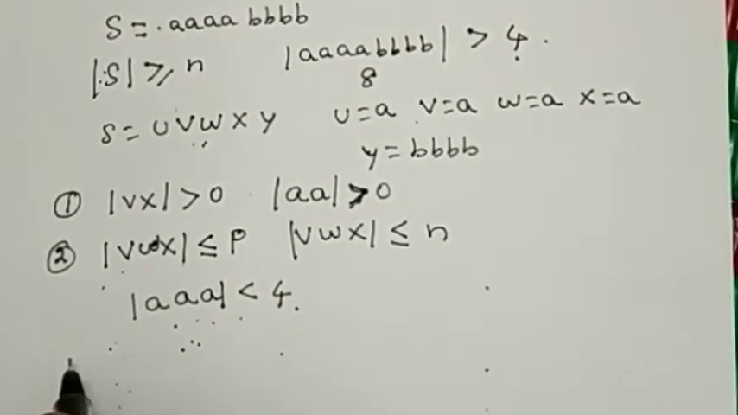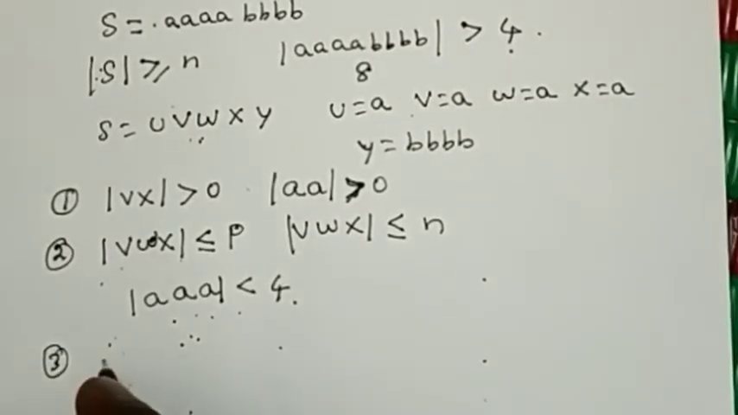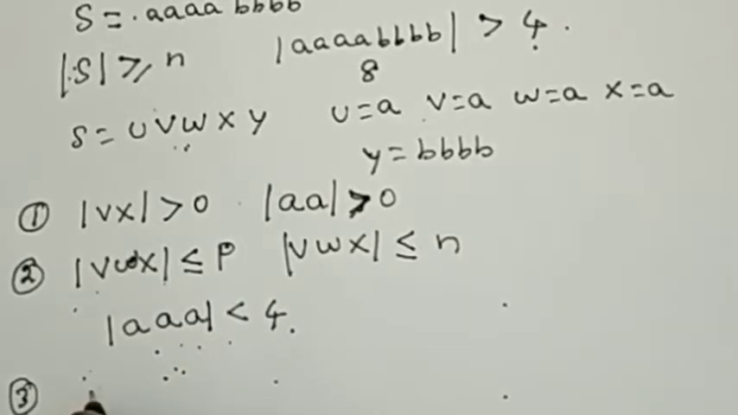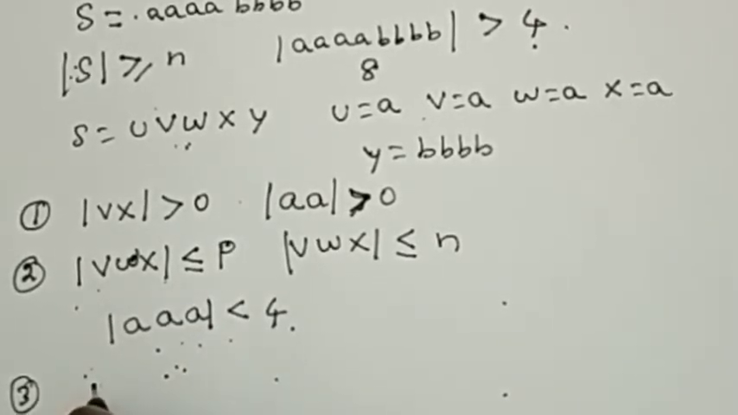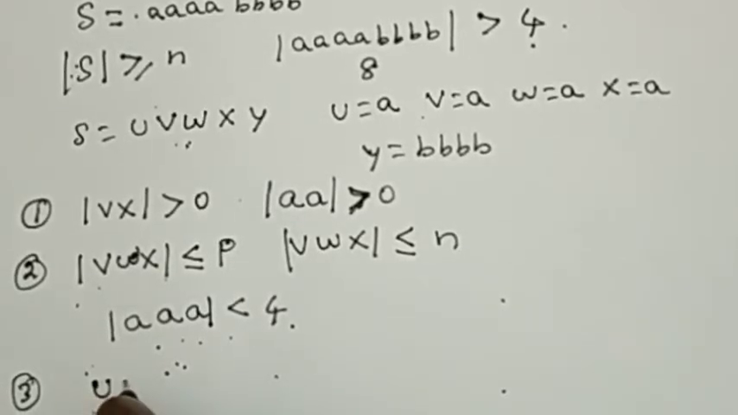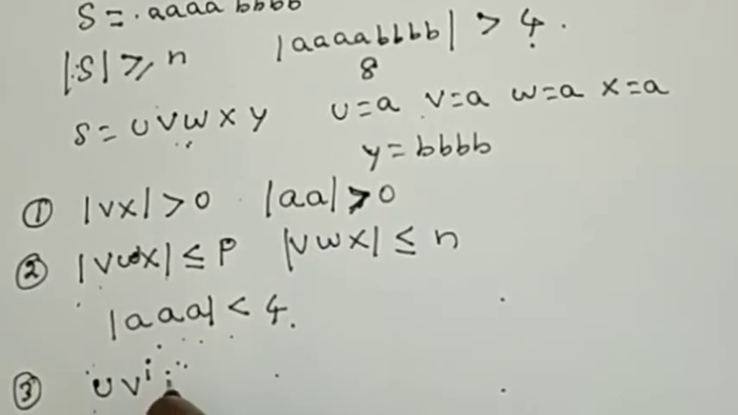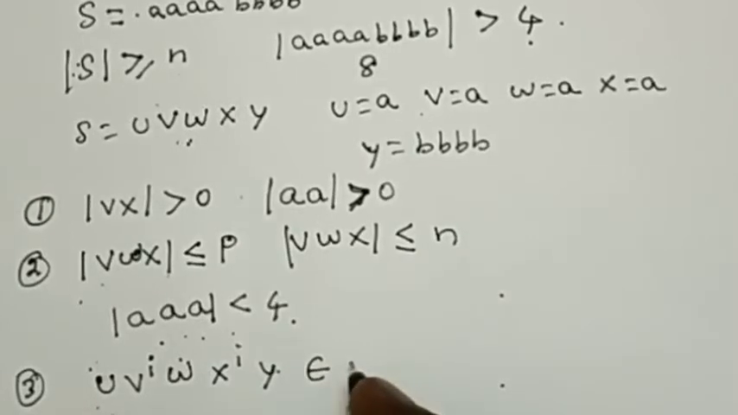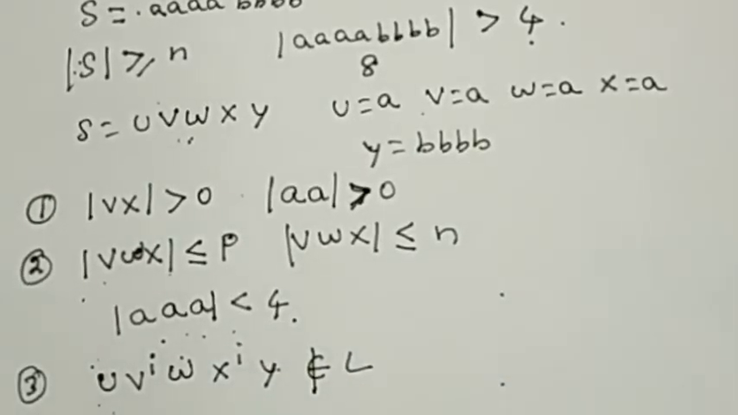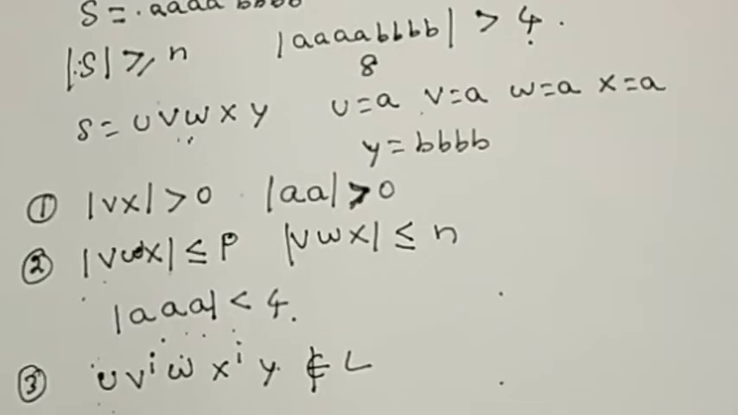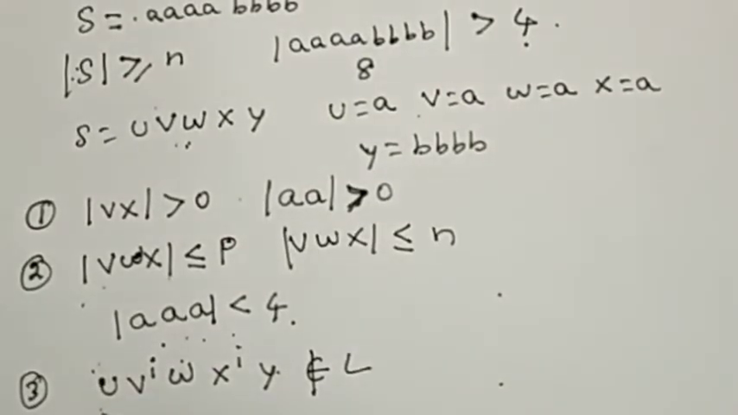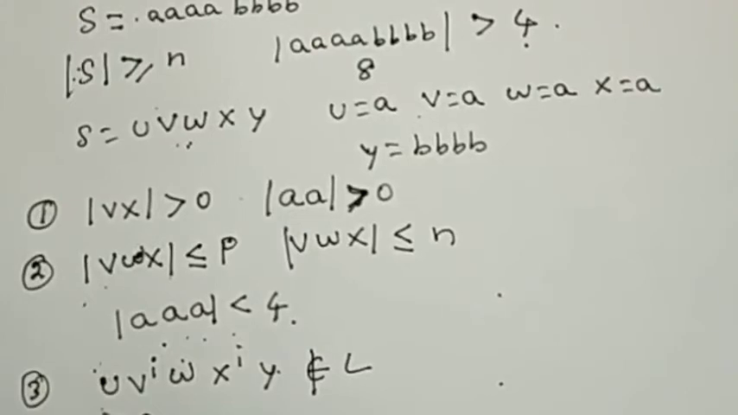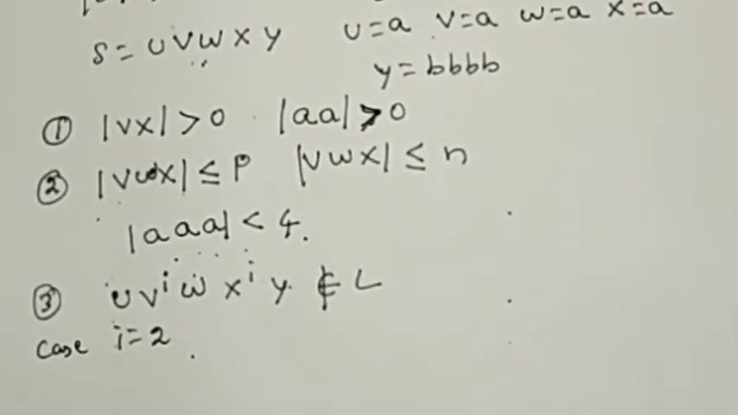Now what we have to do is perform the iteration. So step number 3 is to perform the iteration. How do we perform the iteration? We try to prove that u v to the power of i, w, x to the power of i, and y does not belong to the language. We have to prove that it does not belong to the context free language. Now we'll take the case i equal to 2.